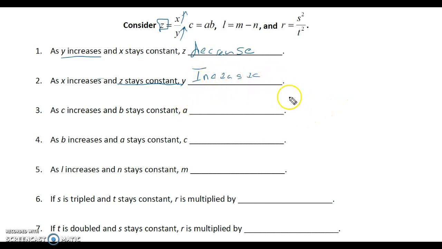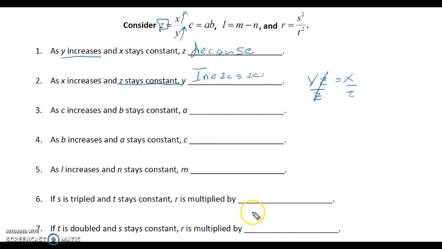Now, another way you can think about it is go ahead and use some algebra and solve for y. So by multiplying both sides by y, we end up with yz equals x. And then divide both sides by z, and we can see that y equals x over z. Now it becomes pretty straightforward, right? So as x increases and z remains constant, x is a bigger number and we're dividing by the same, so y must also become bigger, or increase. It increases.